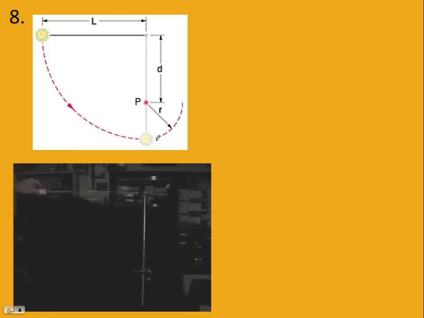The next part people have trouble with because you have to draw the final situation. Where is this pendulum going to go? It's not just going to stop here. Where will it end up? So you have to draw where it is at its highest point.